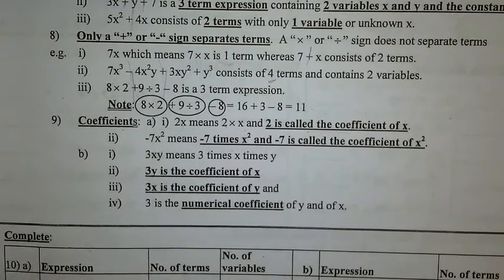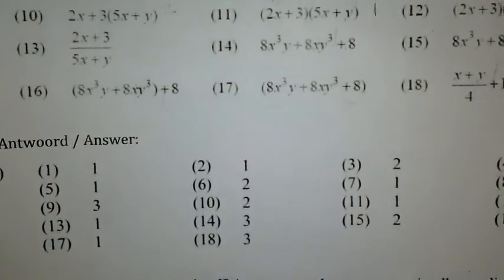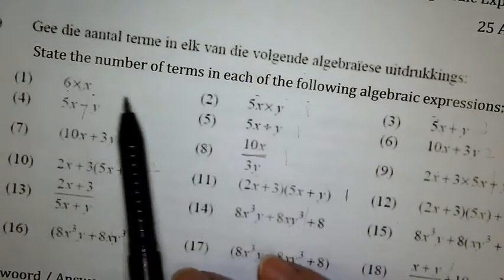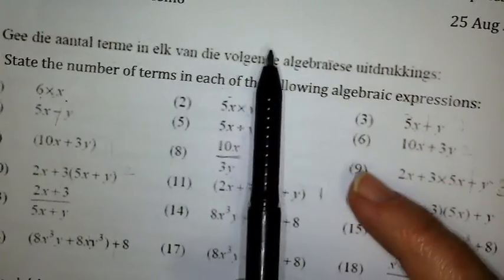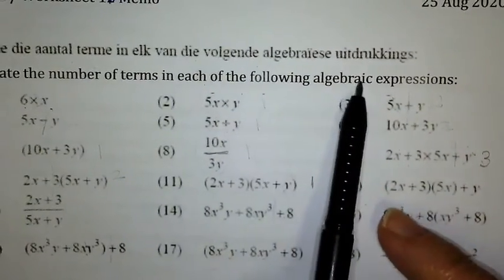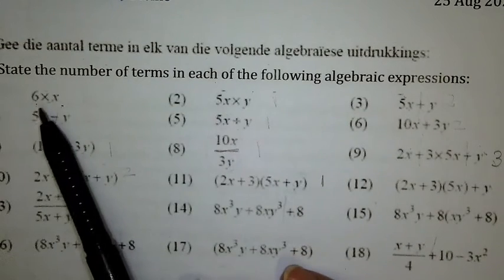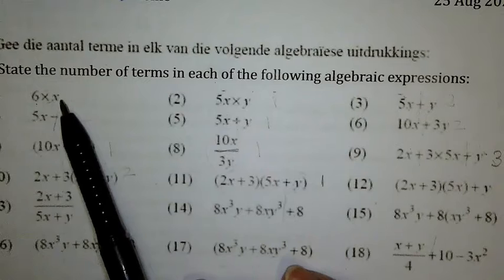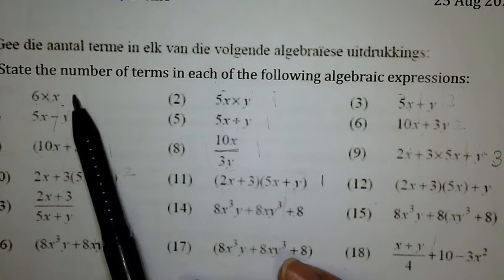Now let's do a worksheet. I will also post the worksheet onto Google Classroom. Let's have a look at this one. State the number of terms in each of the following algebraic expressions. So you've got 6 times the x, so only plus and minus separate terms, so that means it's 1 term.